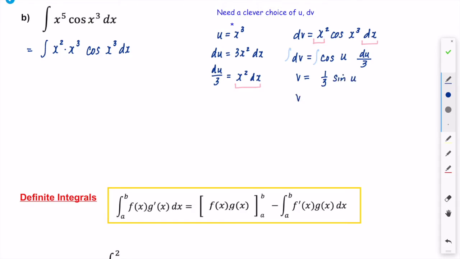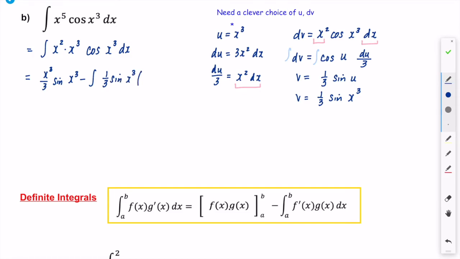But v is 1 over 3 sine. Well, u, I can now write it as x cubed. Now we can go back to apply the integration by parts formula. U times v. Now I have x cubed times 1/3 sine x cubed minus the integral of v du. v du is 3x squared dx, which is du, times 1/3 sine x cubed.